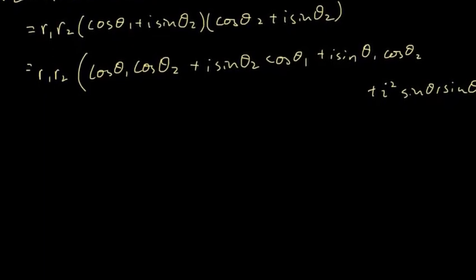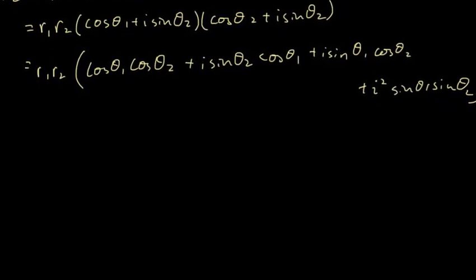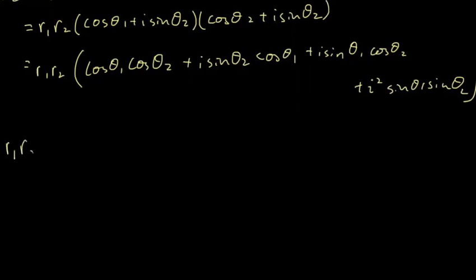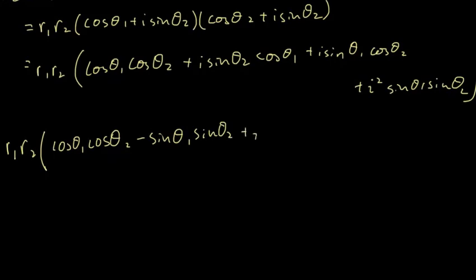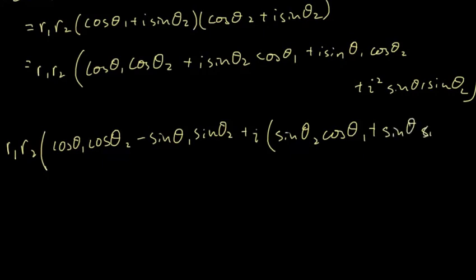So let us collect the real part and the imaginary part. The real part would be cos theta 1 cos theta 2 minus sine theta 1 sine theta 2. And then plus i into, this is the imaginary part, sine theta 2 cos theta 1 plus sine theta 1 cos theta 2. There should be a 1 here.